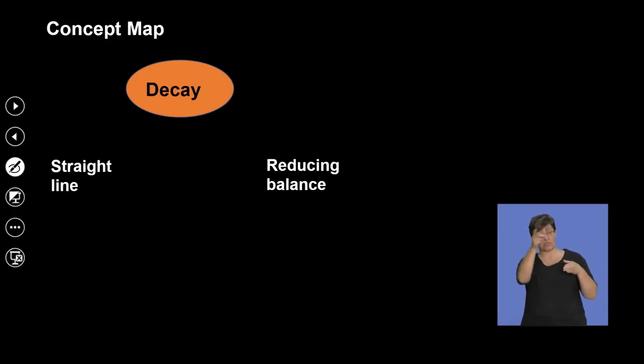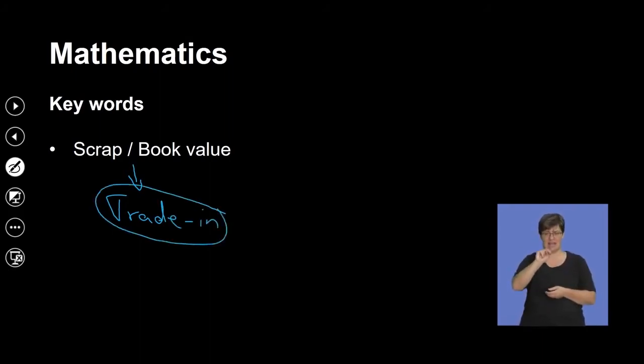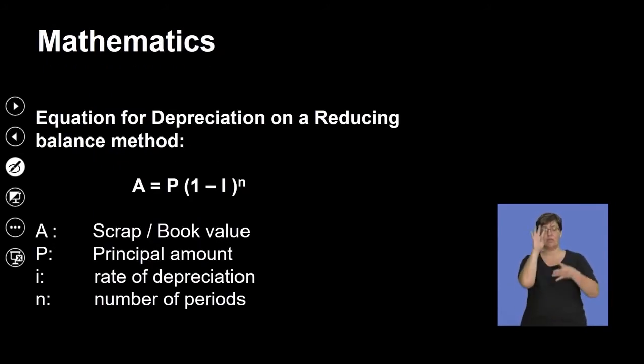Now, our main concept now is decay, right? So we've looked at the straight line decay. Now we're moving on to the reducing balance one. And the keywords have always been scrap value or book value, which means one and the same thing, but at times they also call this the trade-in value. The formula that we normally use to calculate depreciation on a reducing balance method is the same as the formula for compound growth, but with a minus now. So this here is actually supposed to be i in a small letter, although it's a capital letter there. So that's actually supposed to be a small letter.